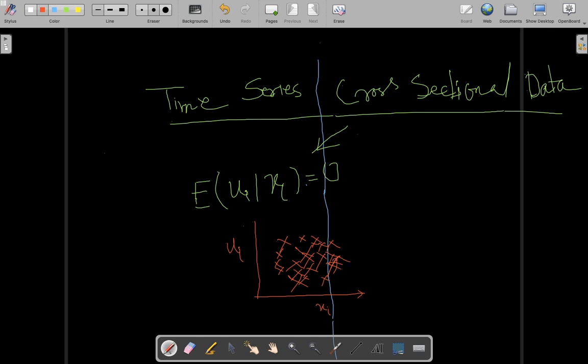If the expectation of ui given xi is 0, and I make a scatter plot, it should look like this. So that is what we mean when we say a zero conditional mean of error. So they are basically independent.